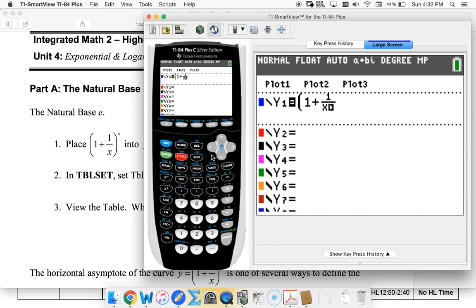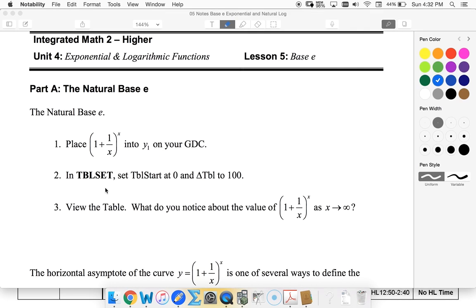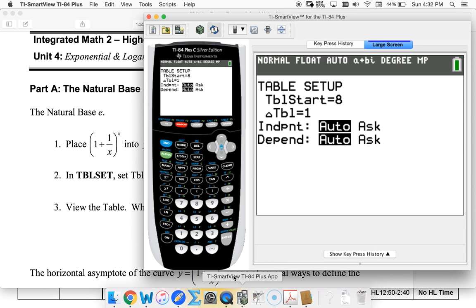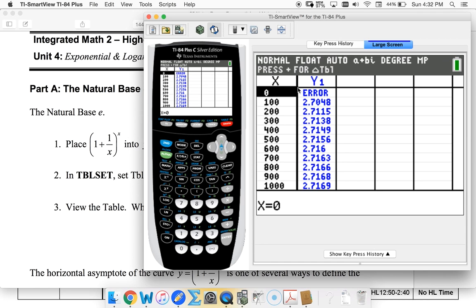and then I raise that whole quantity to the power x. If I go into my table, so I'm going to go into my table settings first, start at 0, count by 100. So delta means how I'm changing. So start at 0 and then count by 100. And now I'm going to look at my table, so second graph to look at the table of values.